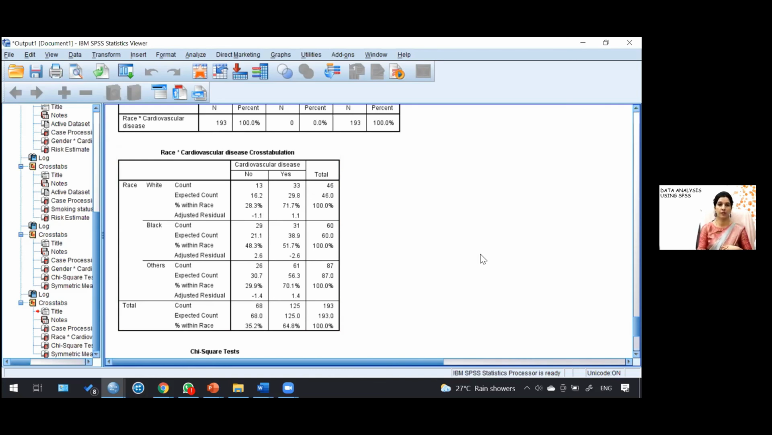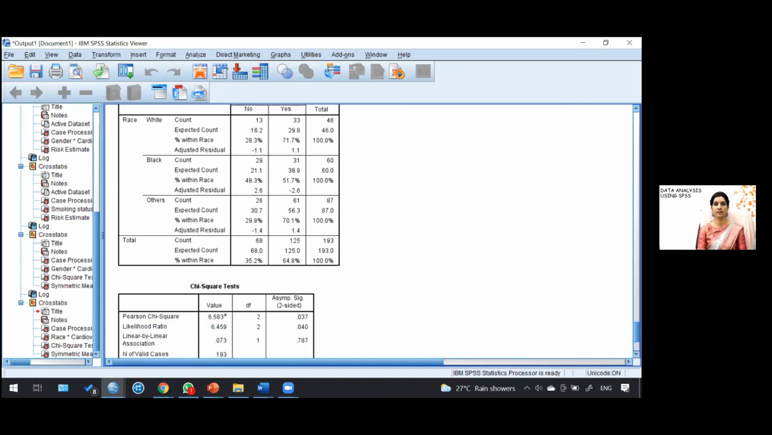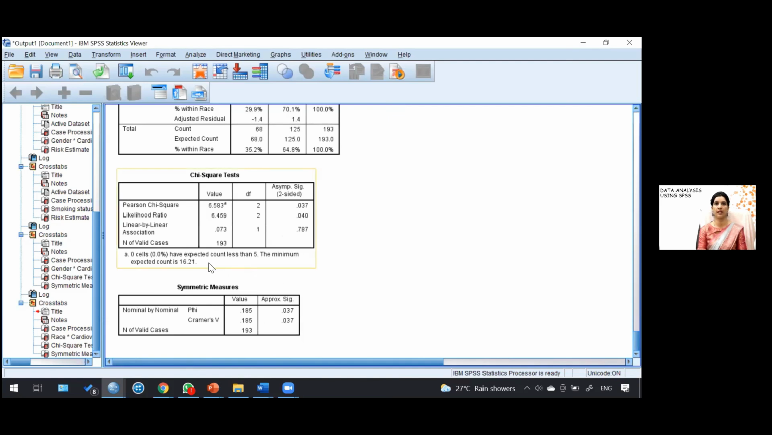The second was that there should be independence of observation, and cross-sectional study, which we are assuming the study design is like that. And the fourth was the minimum expected cell count should be more than 5. So here you can see, if you look at the bottom line, it is showing that the minimum expected count is 16.21. That's why we'll take the value of chi-square, not the value of Fisher exact.